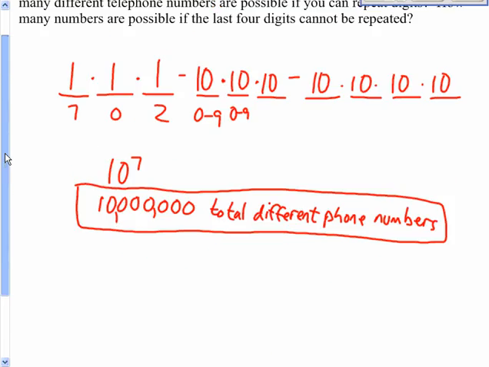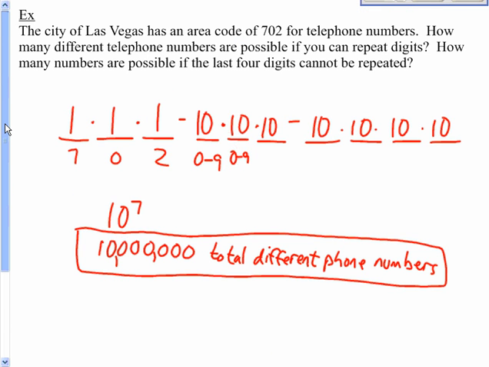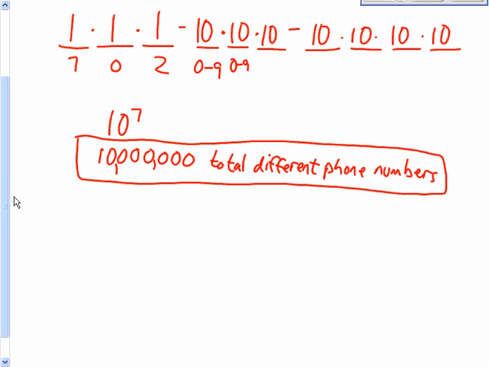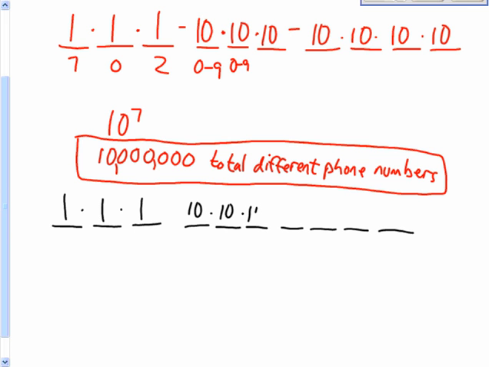Now let's consider this same scenario. See the second question here. How many numbers are possible if the last 4 digits cannot be repeated? So the last 4 digits cannot be repeated. Okay, I only have one option, 702. Those are my only options here. These ones can be repeated, right? So those are okay. I could go 0 through 9 through any of those. And then here, I cannot repeat.